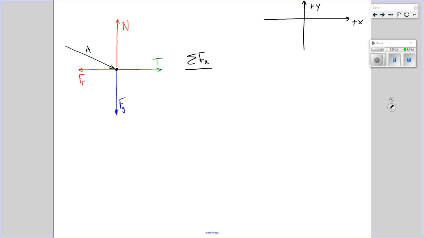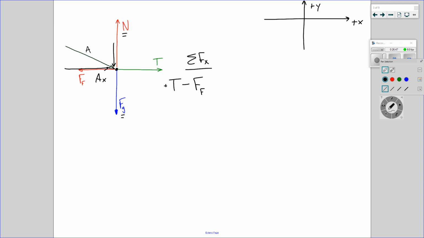Well, there's a tension force that points in the positive X direction. Do you want to explicitly say there's a positive there? Sure. There's a friction force that acts in the negative direction. This has no x component. This has no x component. Now, A happens to have a component like this, AX, and it happens to have a component like that, AY. I'll identify this angle as an angle theta.